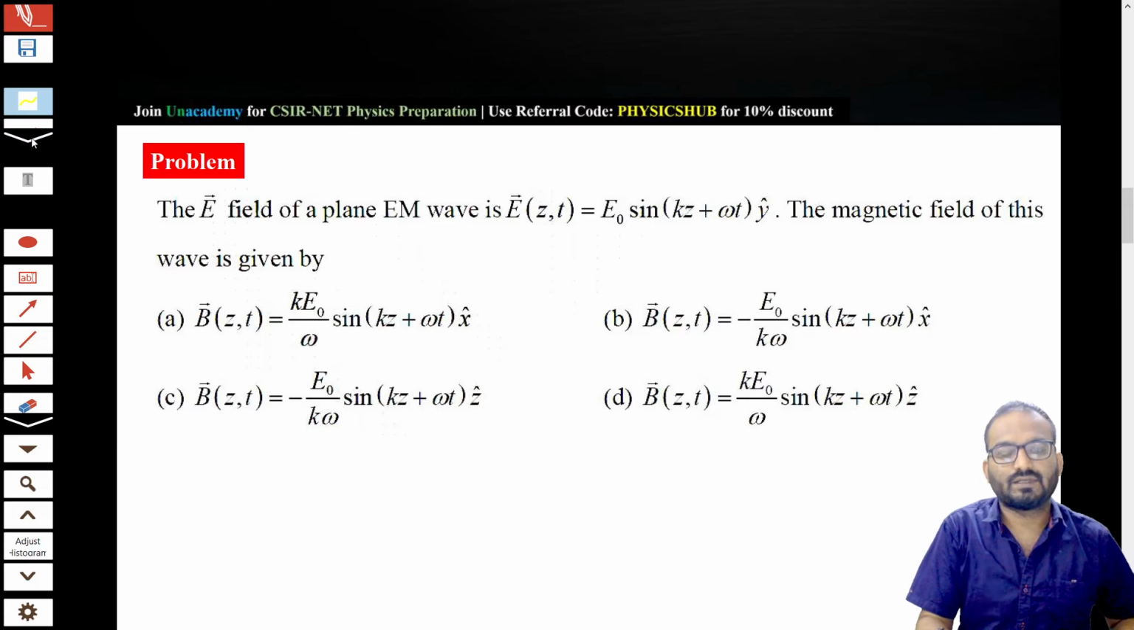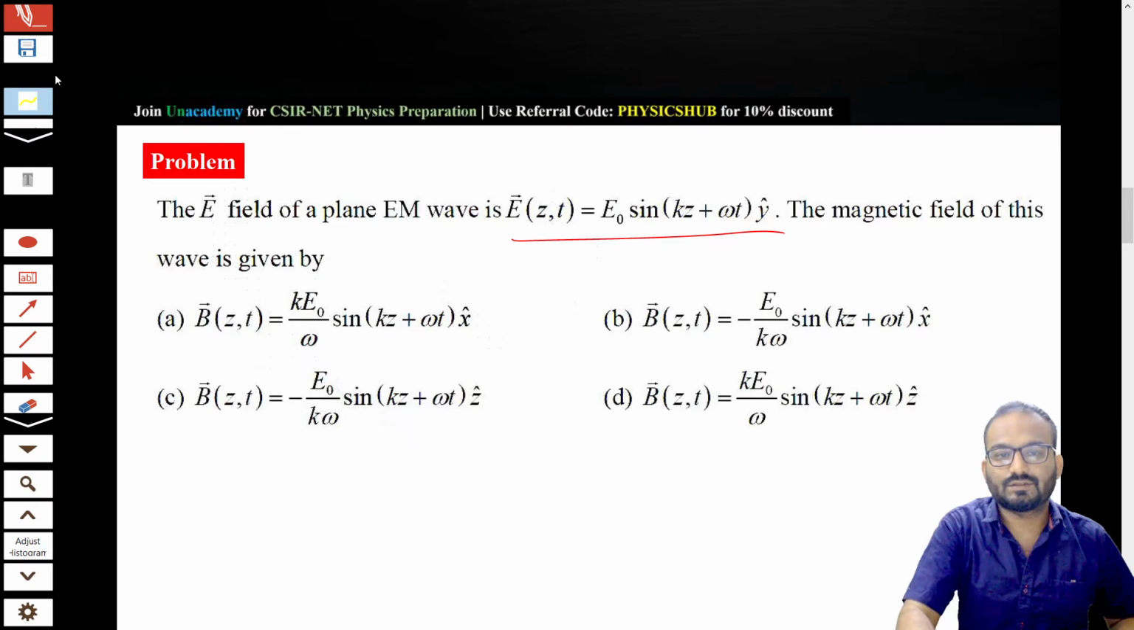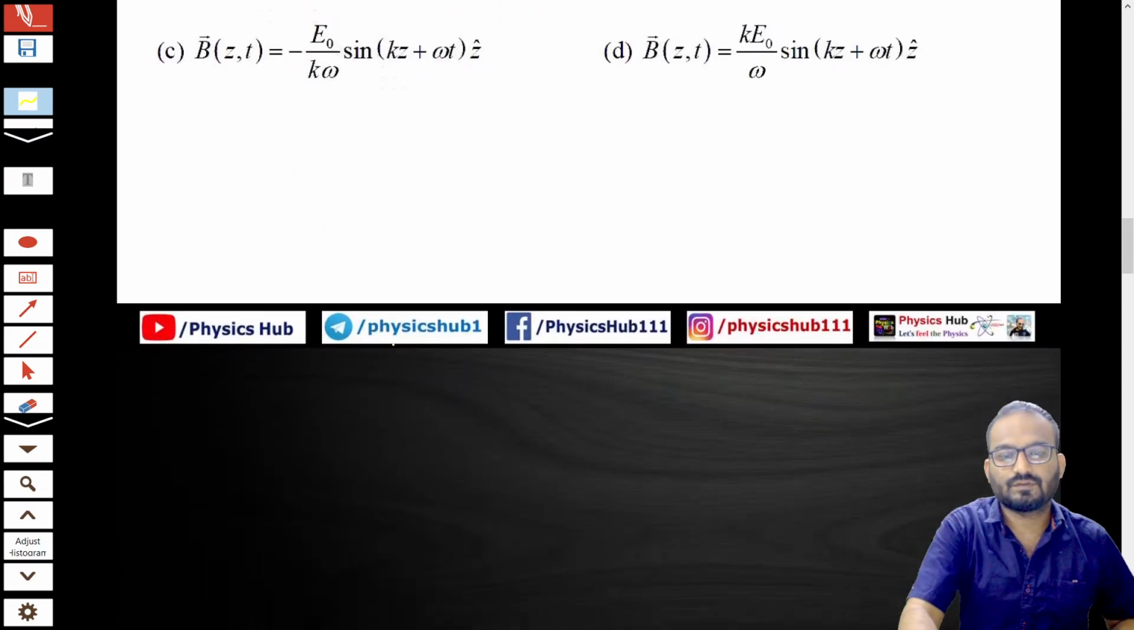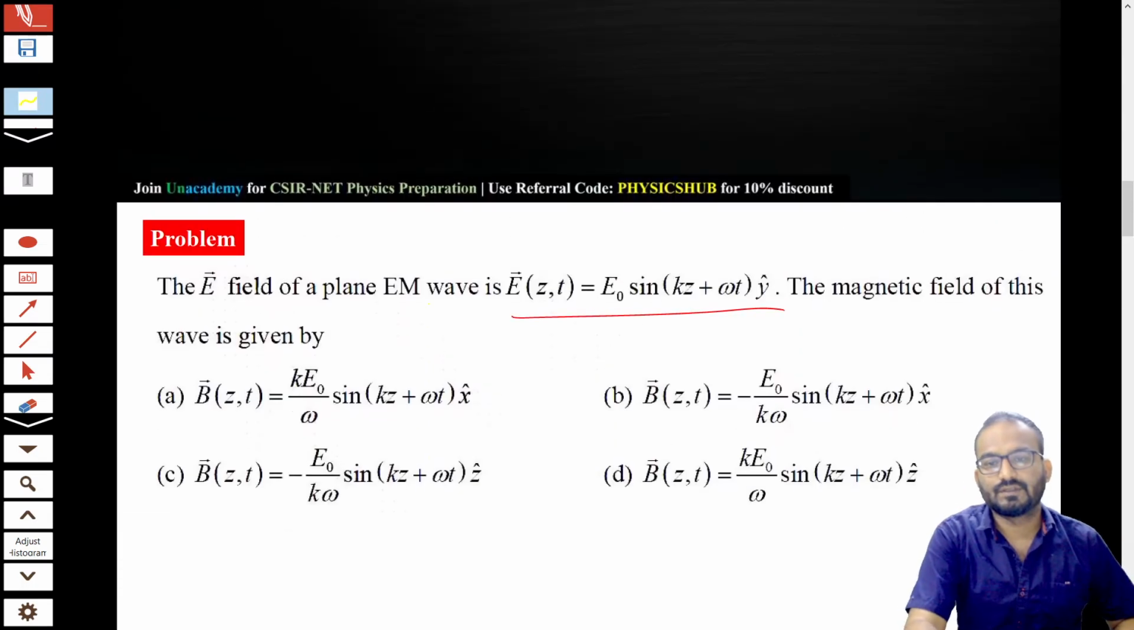The electric field of a plane electromagnetic wave is given by this. The magnetic field of this is given by. So you can just have a solution of this very easily. So let's write the solution. What is given? Given your electric field E as E of z,t.